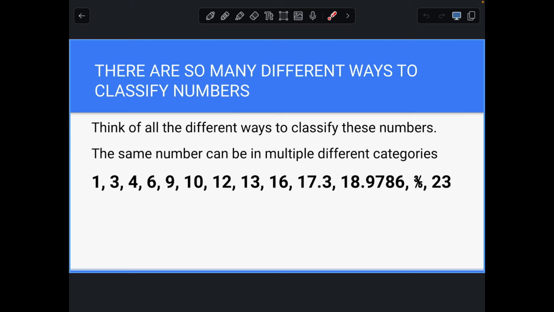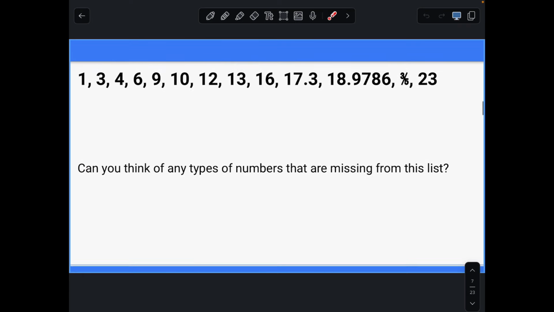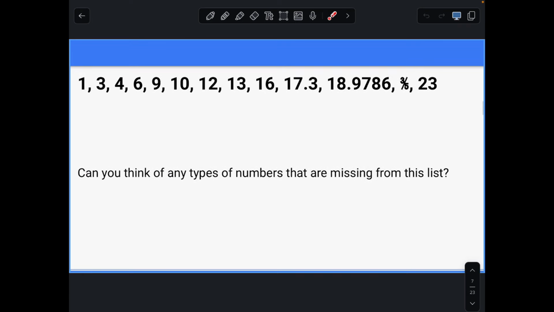Okay, if you pause, that's great. Some things that usually come up, we see whole numbers, positive numbers, we see fractions, we see decimals. There are some odd numbers, there's even numbers, there's prime numbers, okay, so on and so forth. Okay, so there's a bunch of different ways that we can classify these numbers. Can you think of any types of numbers that are missing from this random list of numbers? Go ahead, pause the video and think of what are some things that are missing.